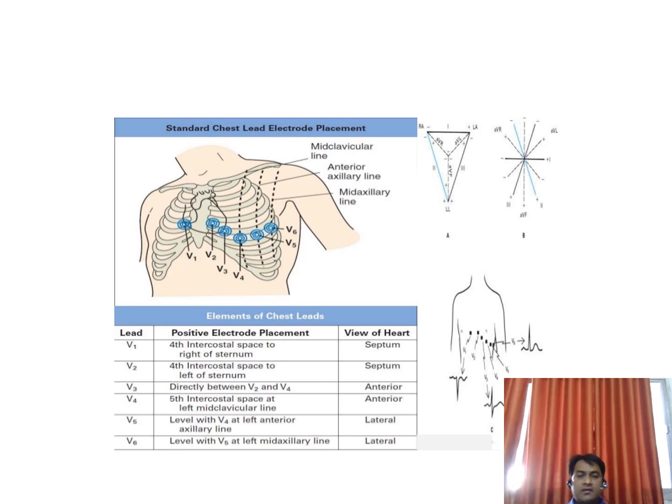So V1 and V2 view the heart from the interventricular septum. So they can tell you what changes are happening on the interventricular septum. V3 and V4 view the anterior surface of the heart. V5 and V6 view the lateral surface of the heart.